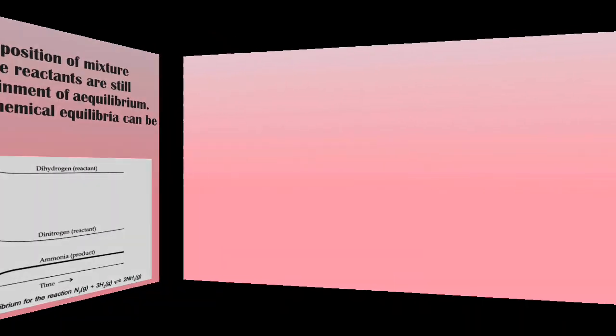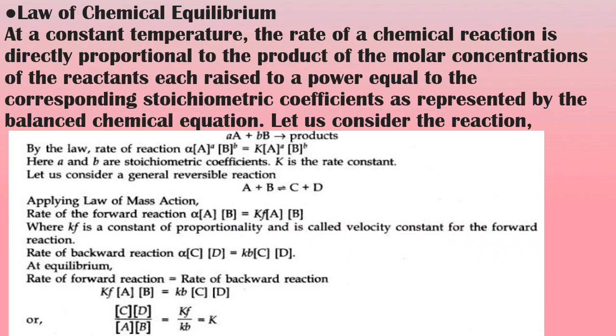Now next is the law of chemical equilibrium. At constant temperature, the rate of a chemical reaction is directly proportional to the product of the molar concentrations of the reactants, each raised to a power equal to the corresponding stoichiometric coefficients as represented by the balanced chemical equation.